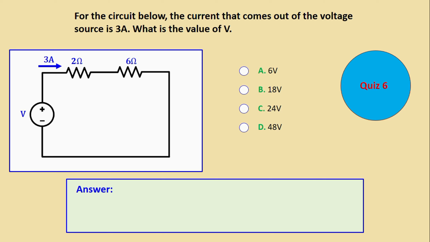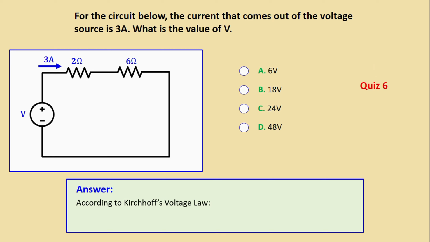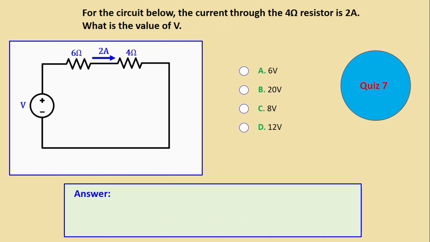For the circuit below, the current that comes out of the voltage source is 3 amps. What is the value of V? Go ahead. According to Kirchhoff's voltage law, we can write V is equal to 3 multiplied by 2 plus 6 is equal to 18 volt. That means B is the correct answer. We go now to quiz number 7.